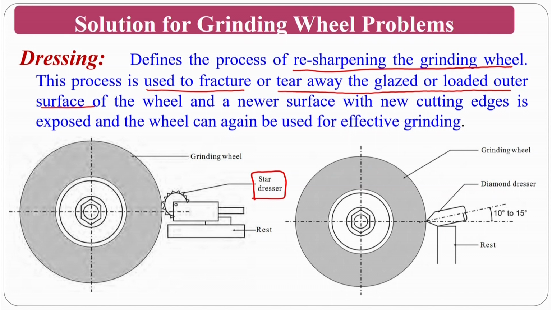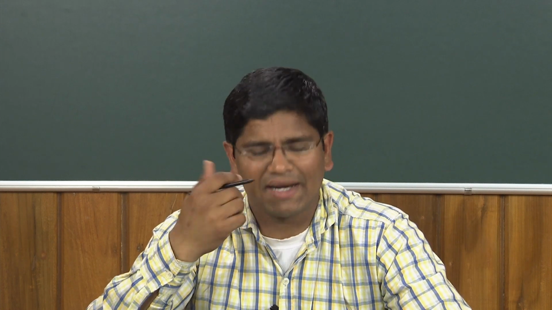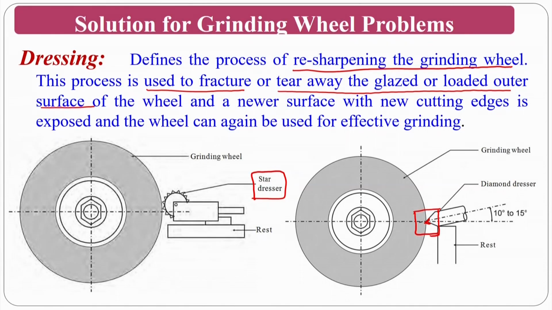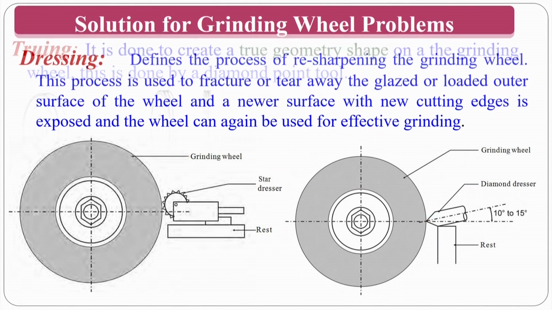You can also use diamond dressers, which have a point. This will remove the outer layer and you will get a new surface which has abrasive particles ready for the grinding process. These are the two varieties of dressers: a star dresser and a diamond dresser. Both will remove the glazed layer or the loaded surface and give a fresh surface for the grinding operation. That is how you can come up with it.